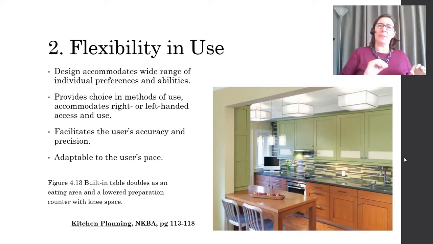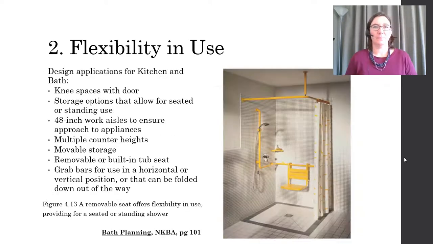And an interesting thing about flexibility in use is that we need to accommodate our users' pace. Some people aren't able to use the kitchen and bathroom as quickly as others. All right, so flexibility has to do with speed also. So here's some examples of how to provide flexibility in use for kitchens and bathrooms. And the first one is knee spaces, specifically knee spaces that can be closed with doors, like cabinet doors. All right, you can open them if you want to, or you can close them if not needed.